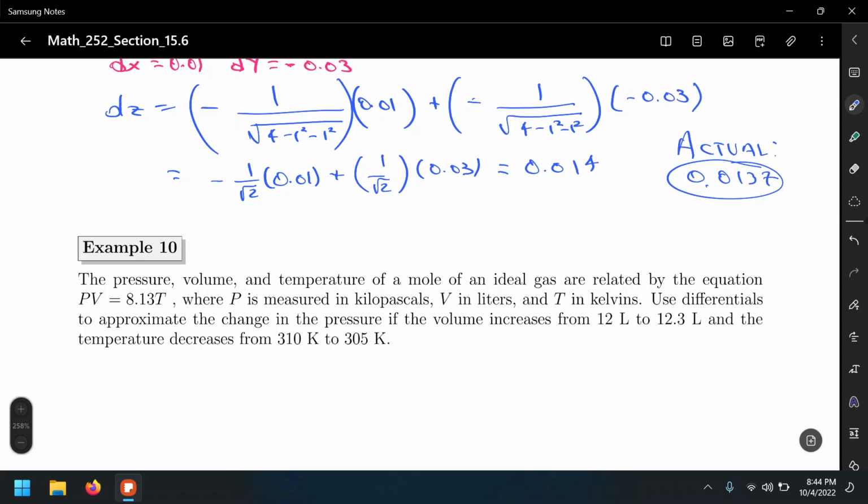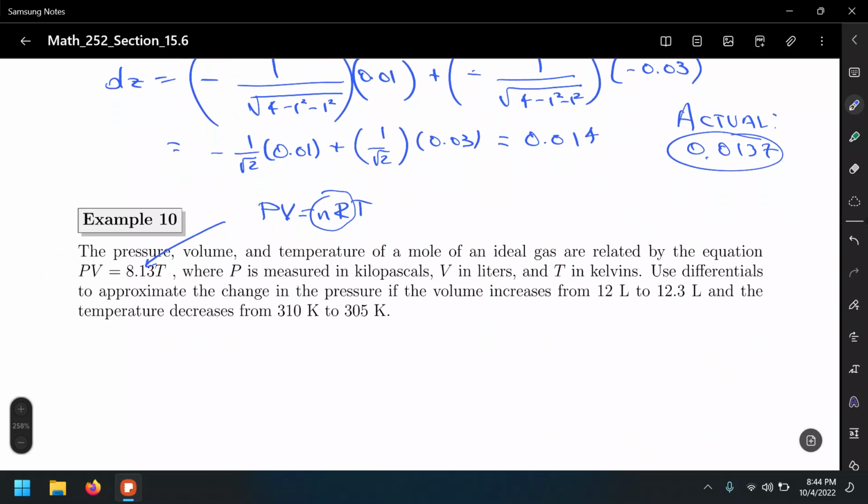Alright, so again, this formula right here comes from PV equals nRT, which is the ideal gas law. But well, in this case, this 8.13 most likely is the computation between the amount of gas and R, which is the universal gas constant. So that's where the 8.13 comes from. Alright, so in this case, we want to approximate delta P by using dP.